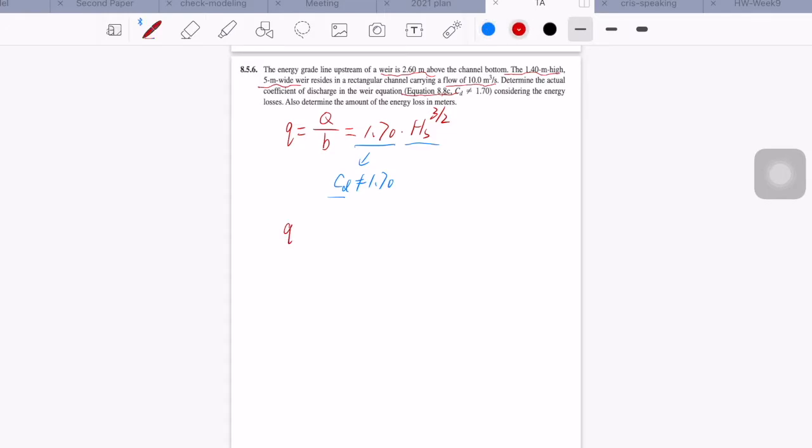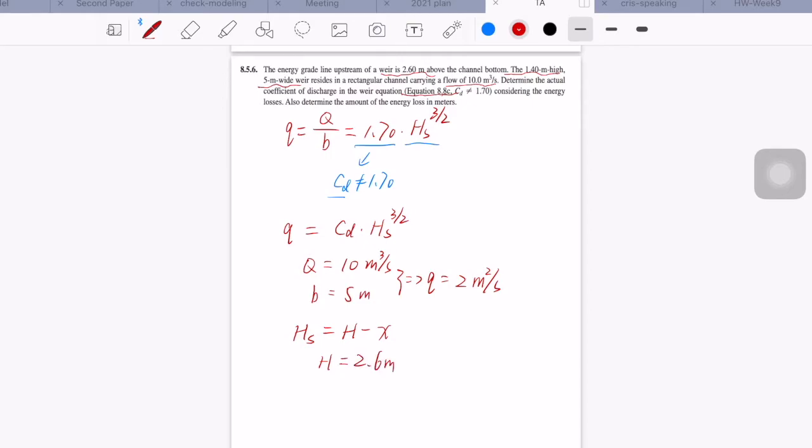So for this problem, the discharge per unit width q should be equal to C_D times H_S to the power of 3/2. And we know the flow rate of this problem is 10 cubic meters per second, and B equals 5 meters. So we can determine the discharge per unit width is equal to 2 meters squared per second. And ignoring the velocity head, we know H_S should be equal to H minus X. And from the problem, we know H equals 2.6 meters, and X is the height of the weir. From the problem, we know X equals 1.4 meters, so we can determine H_S should be equal to 1.2 meters.